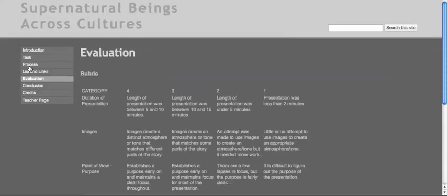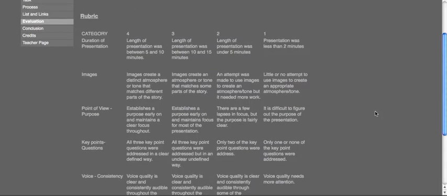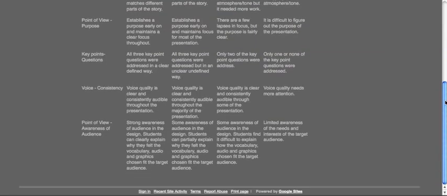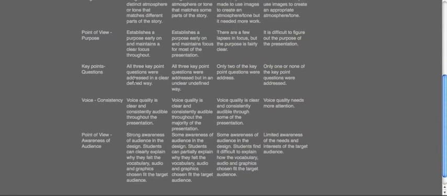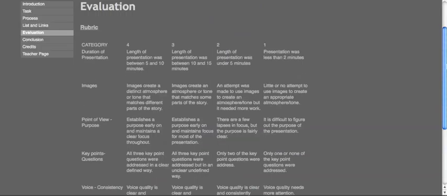The evaluation page is just the rubric. Here, at the top, duration of the presentation, this is where it has to be between 5 and 10 minutes. And the key points question, I also put that in there. They addressed all three of the key points.